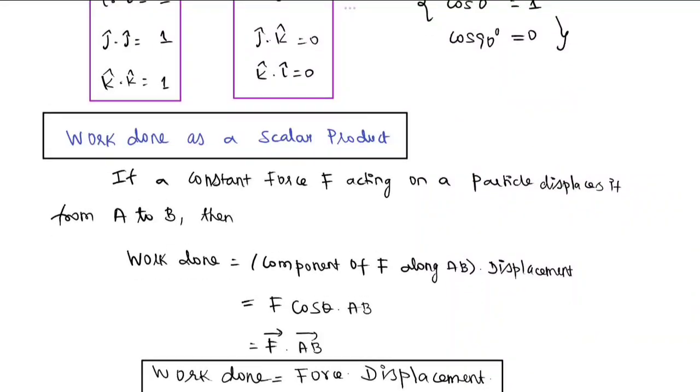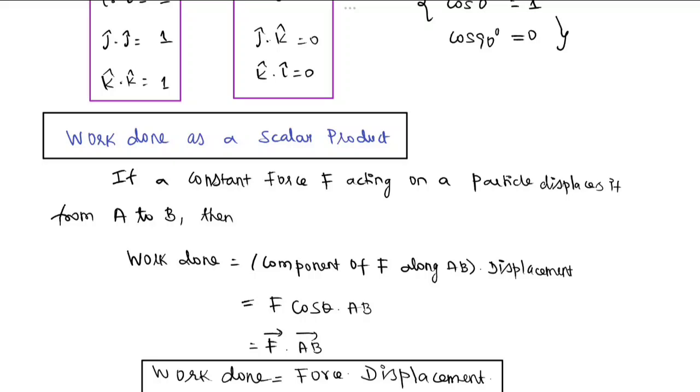So then work done as a scalar, this is the most important. Work done is equal to force dot displacement. So if a constant force acting on a particle displaces it from A to B, for example, you apply a constant force, the particle will displace from one point to another point, then it goes from A to B.